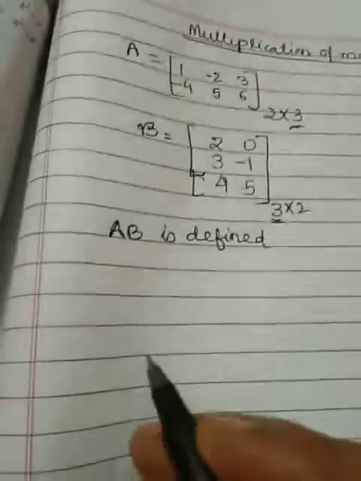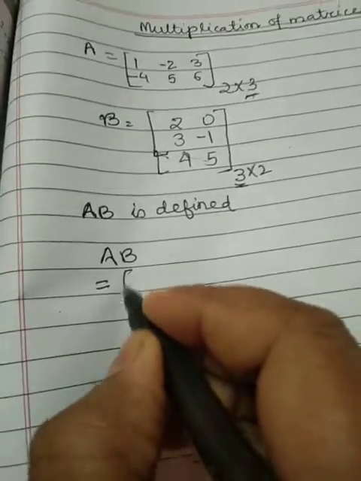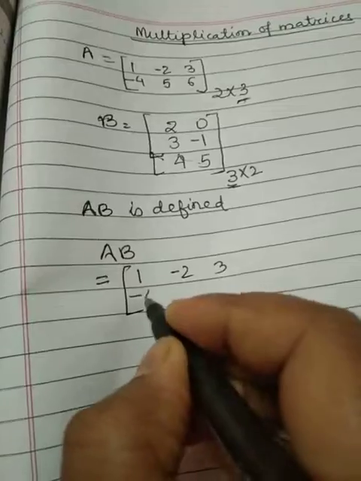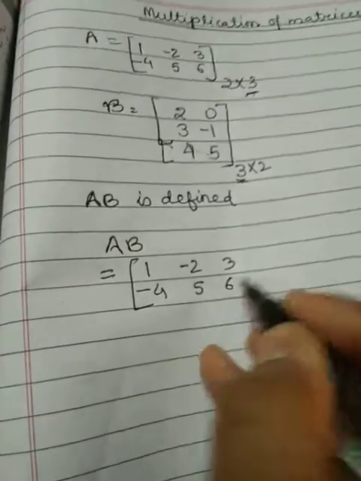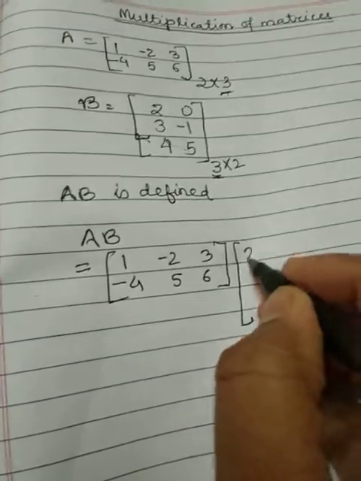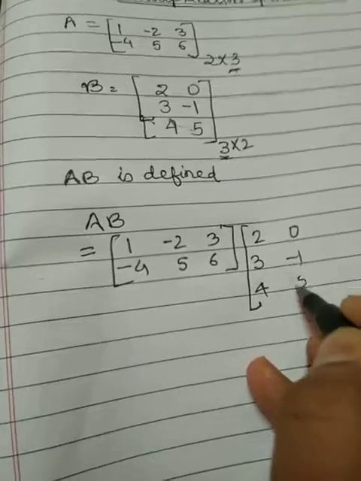Now we'll see why this condition is important. Let's write AB. When we see the multiplication, it will be clear. 1, negative 2, 3. You write both the matrices one after the other, like this. Now 2, 0, 3, negative 1 and 4, 5.